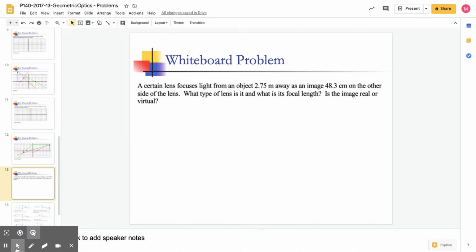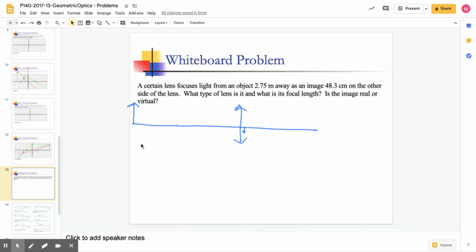Okay, so let's use the calculations that we know. What type of lens is it? What is its focal length? I can use the thin lens equation, which is 1 over d0 plus 1 over di is equal to 1 over f. I can plug in d0: 1 over 2.7 plus 1 over 0.48. I'm converting the centimeters to meters.